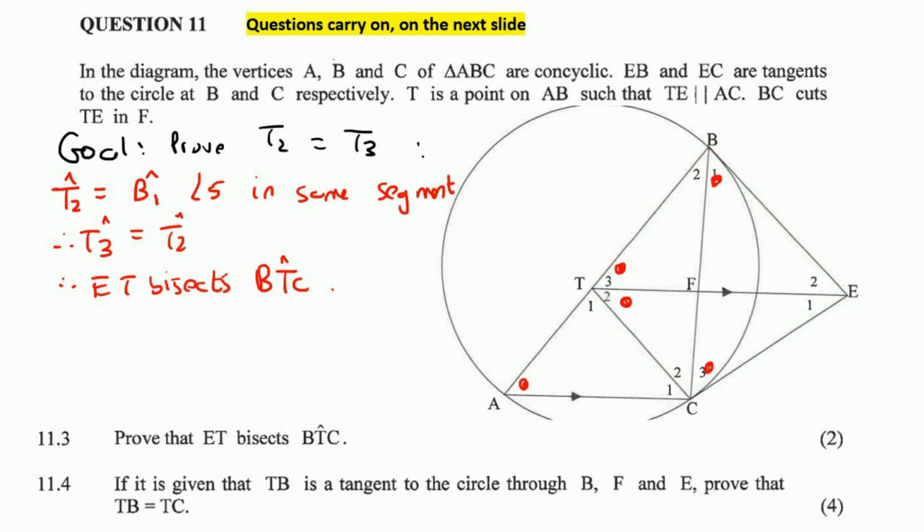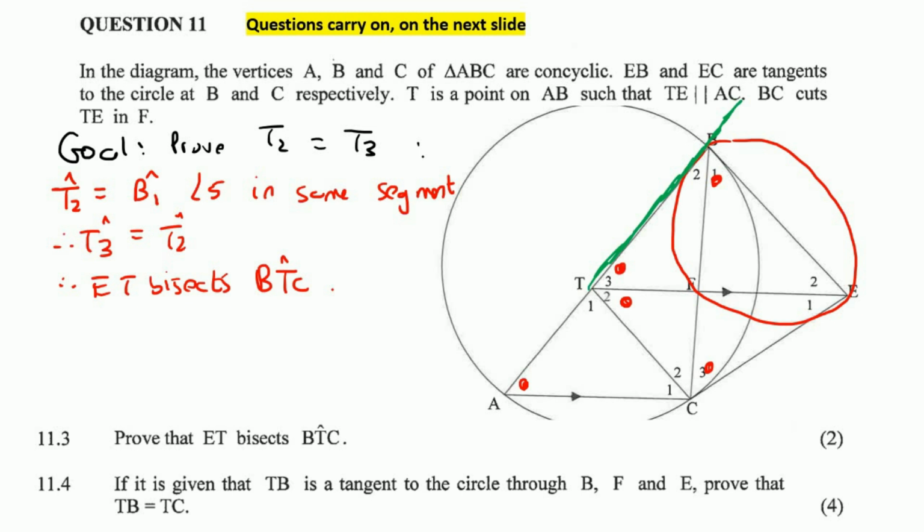Next one, if it is given that TB is a tangent to a circle through BFE. Okay, so TB is a tangent to the circle through BFE. So we've got to go make a nice triangle through BFE now. Okay, so something like that. So what do they want? Oh, they're saying TB is a tangent. So TB is a tangent. Hashtag tan chord. Just saying. Here's a tangent. Okay, so that line is a tangent.